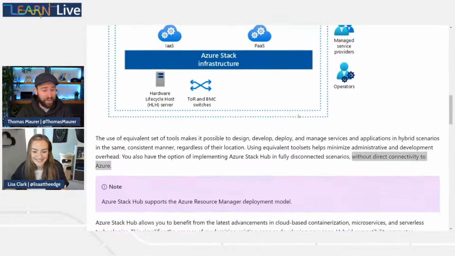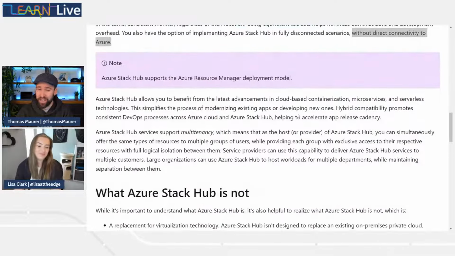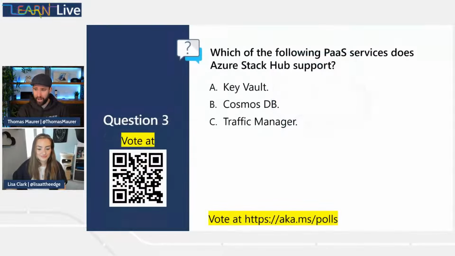Awesome. Thank you for doing that. That's definitely going to be helpful for our audience to answer this question. So let's go into the next knowledge check, and I'm going to share again, going back to the deck here. We have a question around which of the following platform as a service, PaaS, services does Azure Stack Hub support? A, Key Vault, B, Cosmos DB, and C, Traffic Manager?